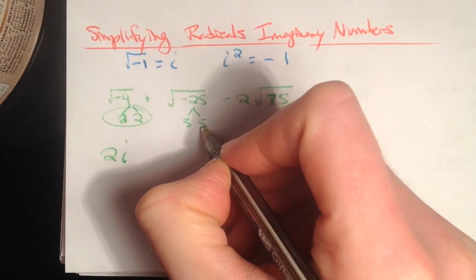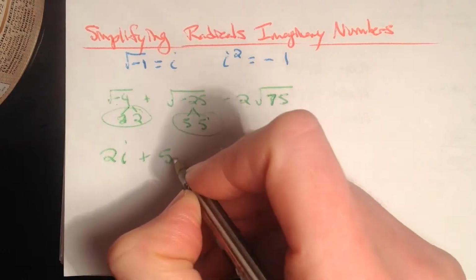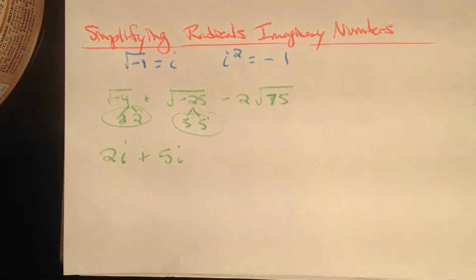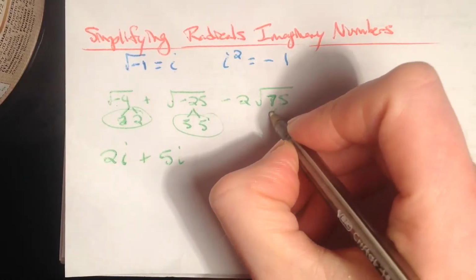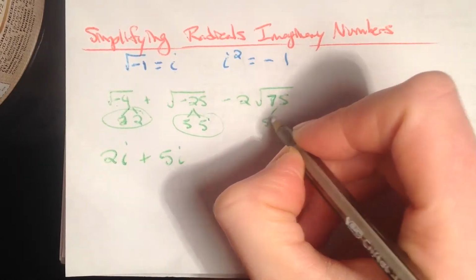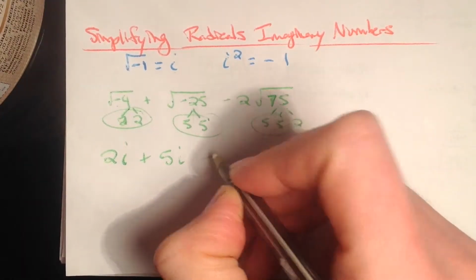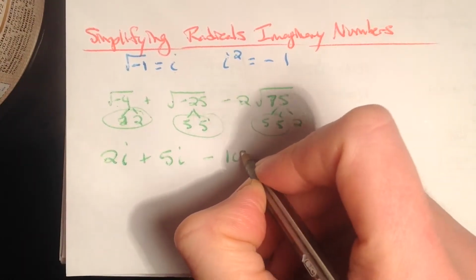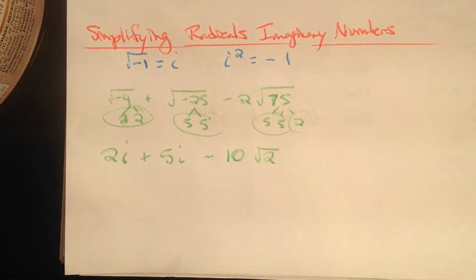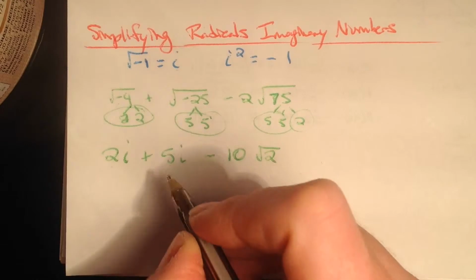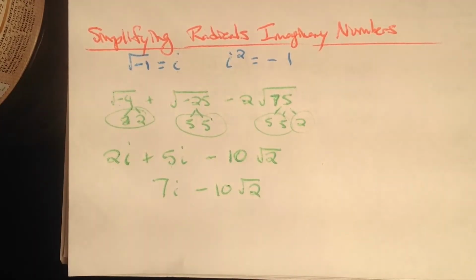-25 breaks down into 5 and 5. Pair of 5's means a 5 comes out. The negative means it tacks on an imaginary number. This part right here becomes 5 times 5 times 2. Pair of 5's means 1 comes out and times the 2 out front to make 10. And the leftover 2 stays inside. Well, we can combine these two numbers to make 7i minus 10 square roots of 2.